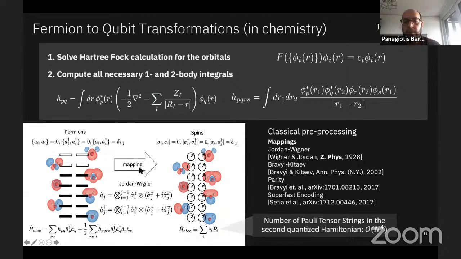To map your annihilation and creation operators onto the spin statistics of qubits, you use classical transformations like the Jordan-Wigner, the Bravyi-Kitaev, the parity, and the superfast encoding. In the direct mapping, each orbital corresponds to one qubit. The rule is that when you do this transformation, each annihilation and creation operator is expressed in the Jordan-Wigner formula with the equations that we have here, and each orbital is represented by one qubit.